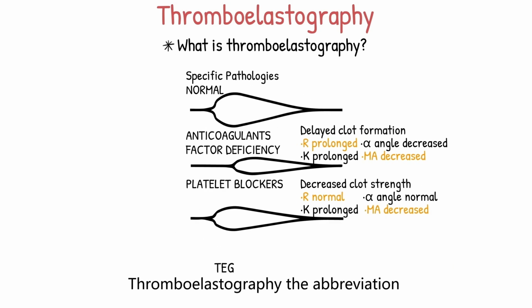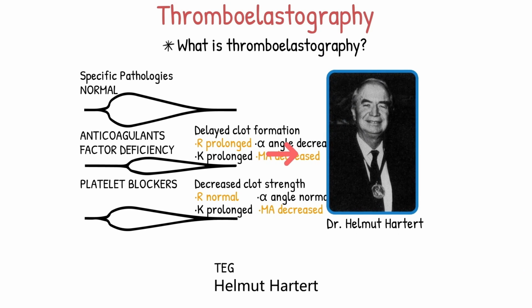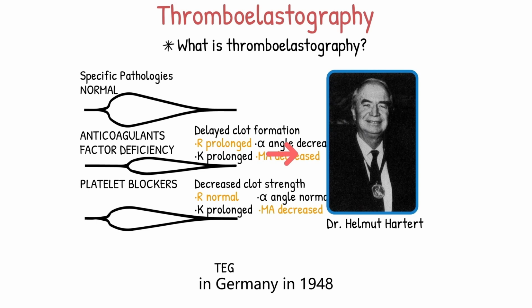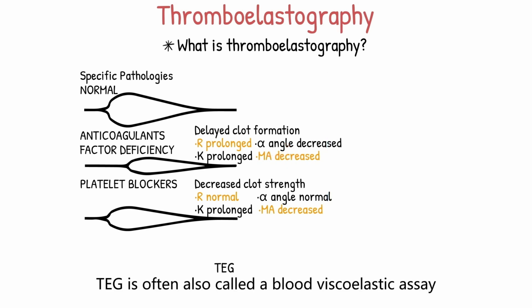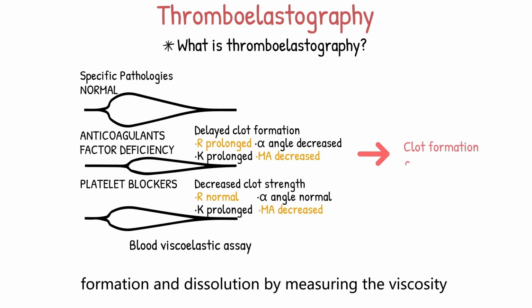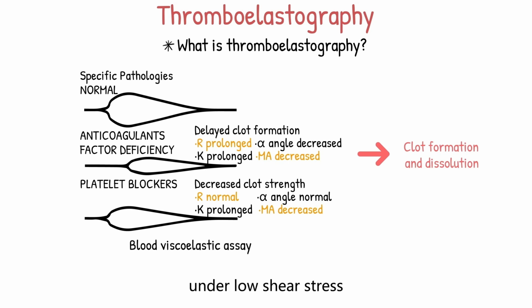Thromboelastography, the abbreviation of which is TEG, was first described by Dr. Helmut Hartert, who was working at the University of Heidelberg in Germany in 1948. TEG is often also called a blood viscoelastic assay. This non-invasive test assesses the entire process of clot formation and dissolution by measuring the viscosity and elasticity of a whole blood sample during clotting under low shear stress.